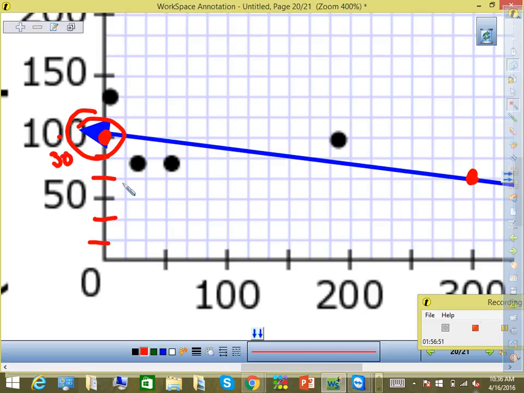30, very good. And that's a negative. And how many to the right if we start at 0 to 300? 300 steps, that is correct. So my rise over run is negative 30.